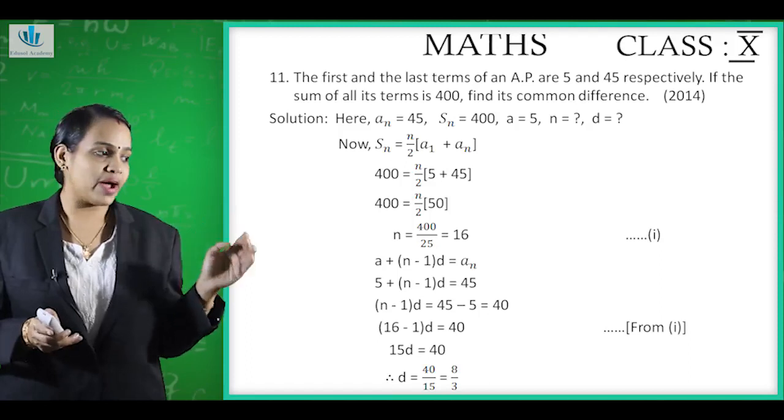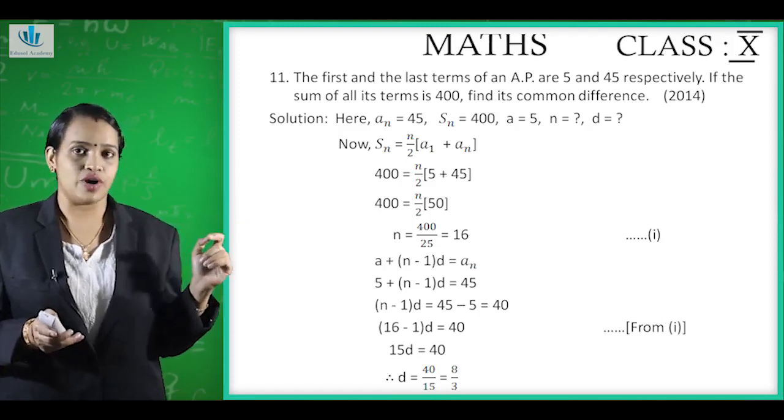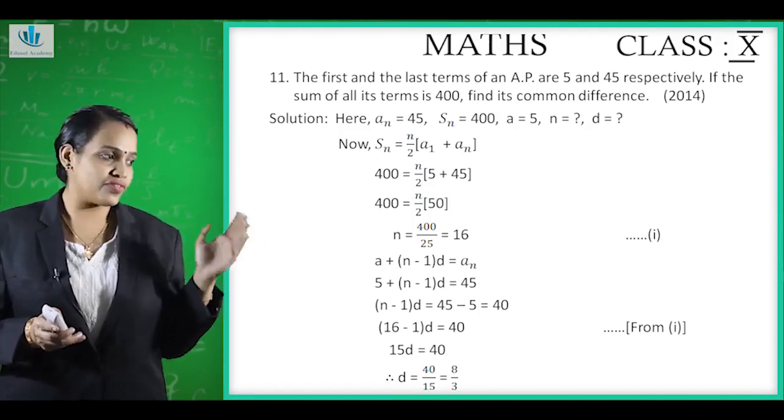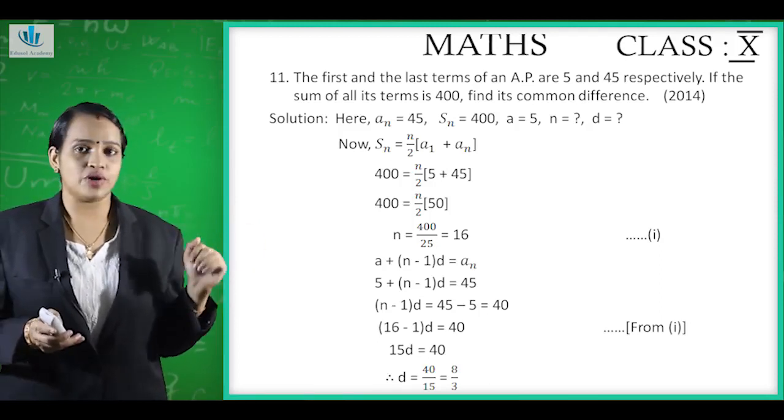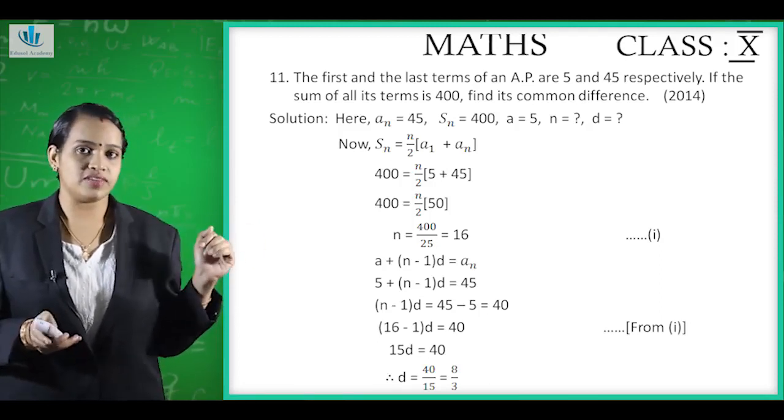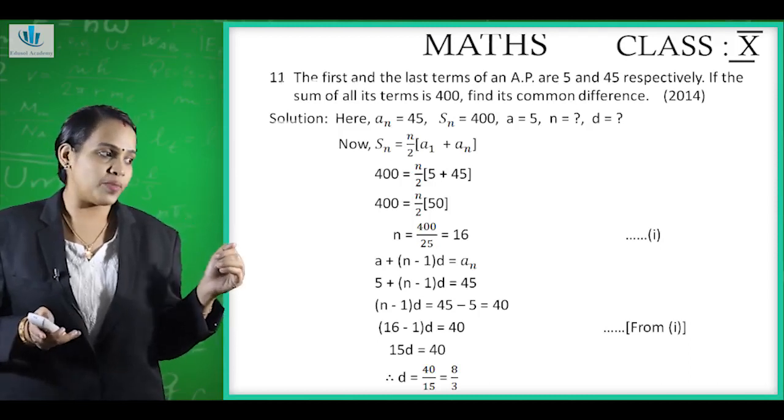Therefore (16 minus 1) into d is equal to 40. Therefore 15d is equal to 40. Therefore d is equal to 40 upon 15, which is equal to 8 upon 3.